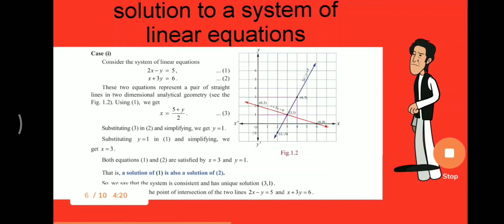The point (3, 1) is the point of intersection of the two lines, as observed in figure 1.2. Look at the graphs. The given lines are represented as straight lines, and clearly the point (3, 1) is the intersection of the lines and is a solution of the equations.